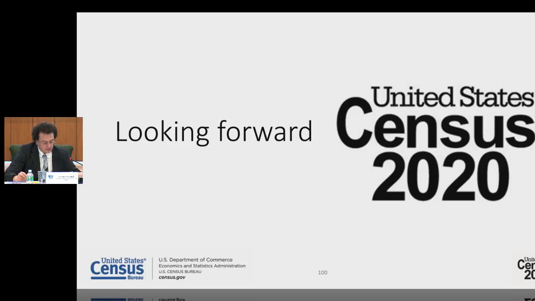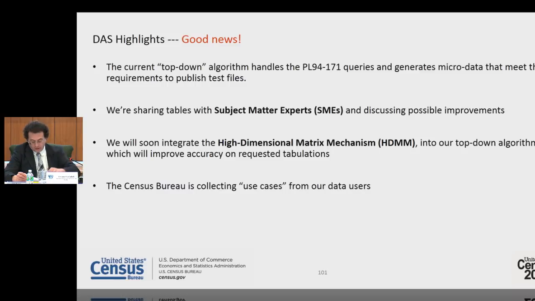Looking forward, the disclosure avoidance system for the 2020 census is a good news story. We have a functioning disclosure avoidance system. The current top-down algorithm handles the PL 94-171 queries for the end-to-end test and generates microdata for tabulation. We're sharing the resulting tables with subject matter experts and discussing possible improvements. We will soon be integrating the high-dimensional matrix mechanism from our academic partners, which will improve accuracy on requested tabulations without increasing the privacy loss budget.